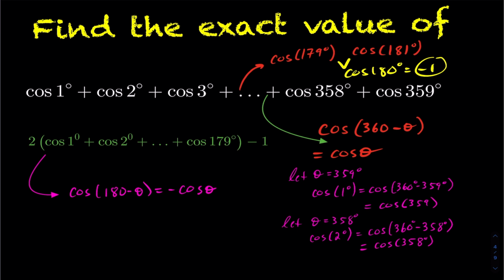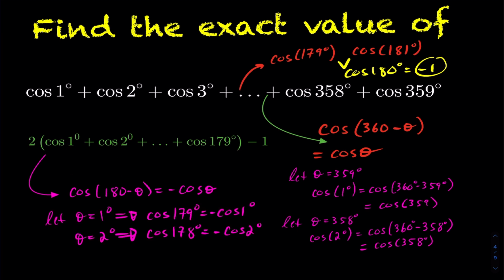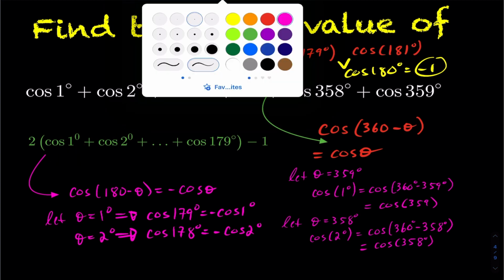Again, applying this for some of our measures here, let's see what we get. Letting theta be 1 degree and theta be 2 degrees, we get the cos of 179 is equal to negative cos of 1, and the cos of 178 is equal to negative cos of 2 degrees. So what ends up happening is these cancel each other off. The cos of 1 degree and cos of 179 will cancel each other off. The cos of 2 degrees and cos of 178, which you can't see, will also cancel each other off. So these all cancel each other off here. This entire expression ends up being 0, and we are just left with -1.